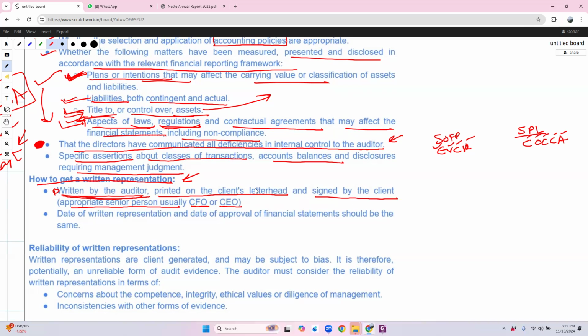So who writes everything within that written representation? What you are trying to confirm, who writes it down? It's by the auditor.